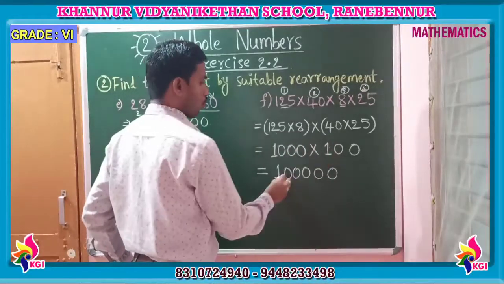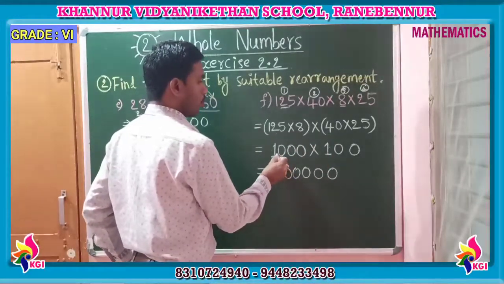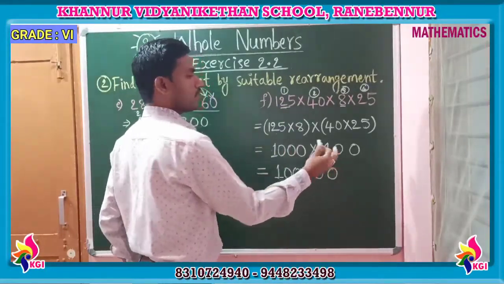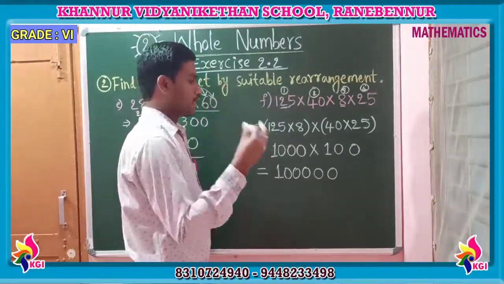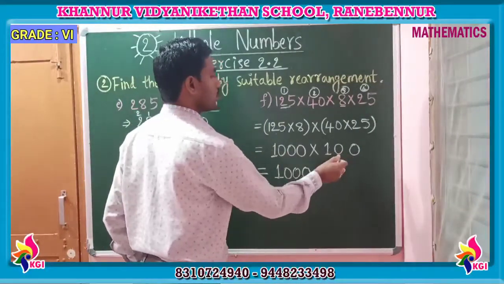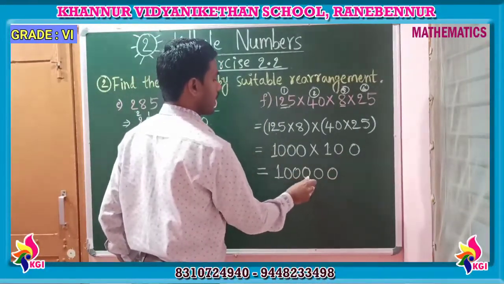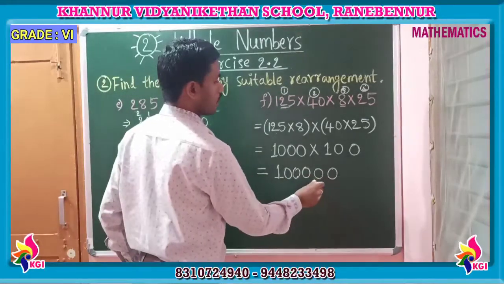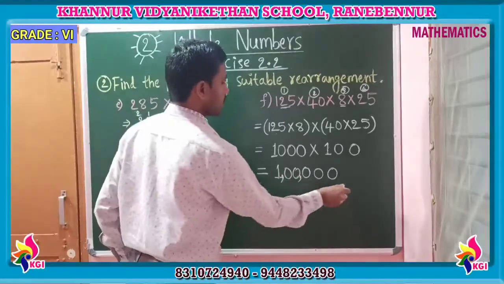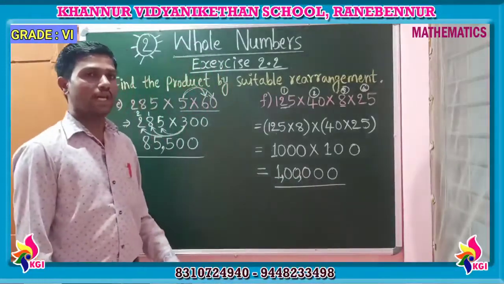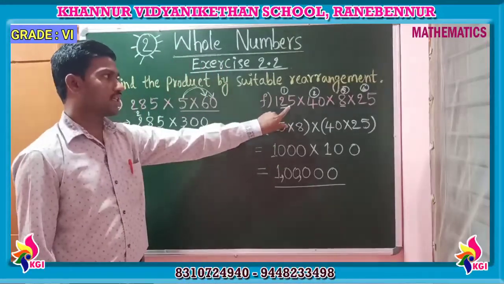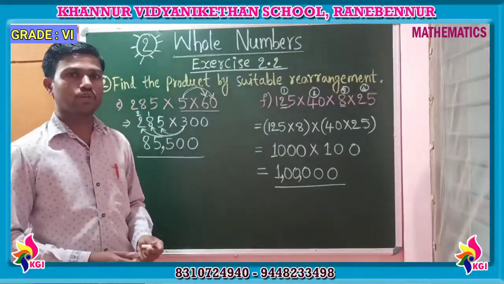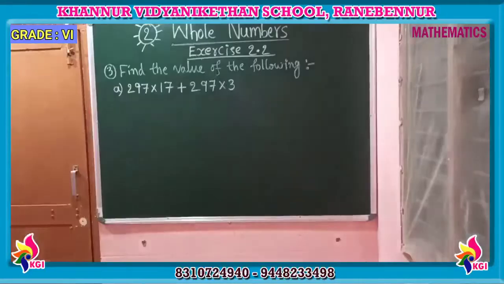1 ones are 1, you write, then 1000 in front of 3 zeros are there and 100 in front of 2 zeros are there. So 3 plus 2, 5 zeros you can write in front of this 1. 1 2 3 4 5. Now this is your answer. What is it? It is your 1 lakh. 1 lakh is the answer of this question. Understand? Okay, now we are going to the third main.